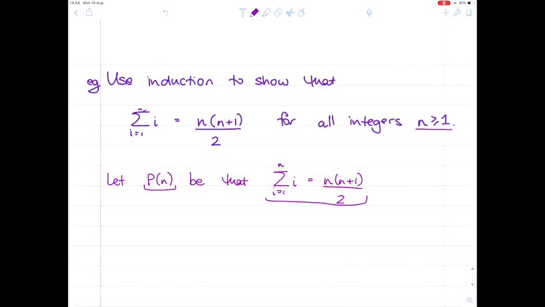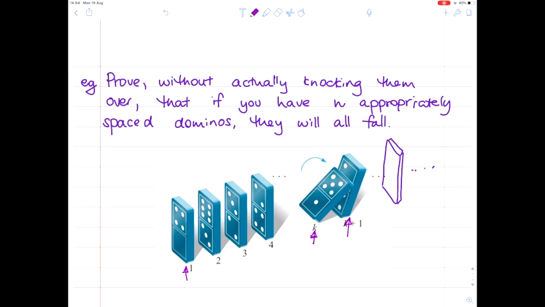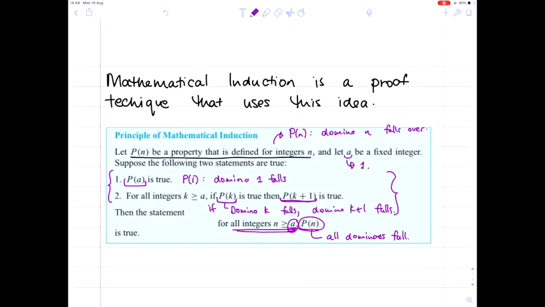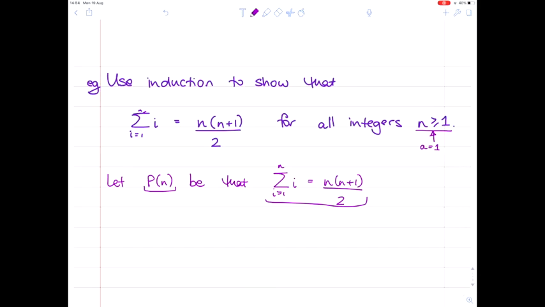Well, the first thing we need to do is prove that it's true for our base case, or the smallest number. In this case, since we want n bigger than or equal to 1, our a is equal to 1, if we go back to our definition up here. So the first thing we do is we show that P(1) is true.